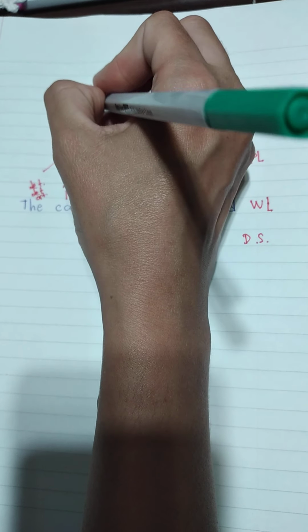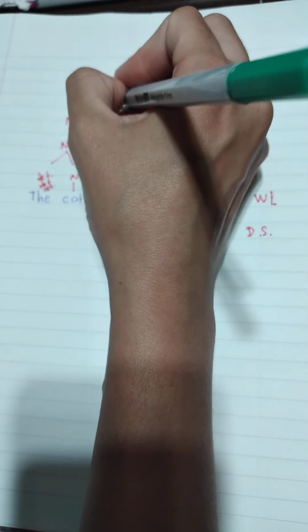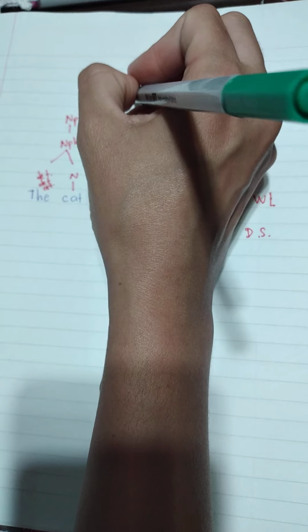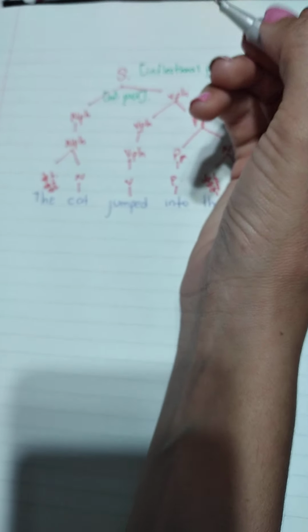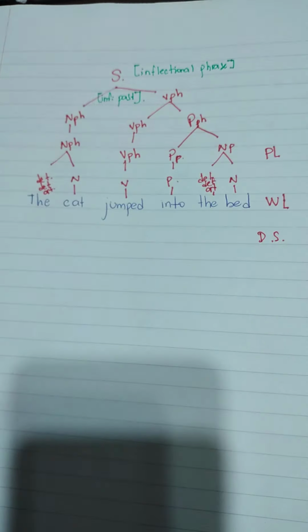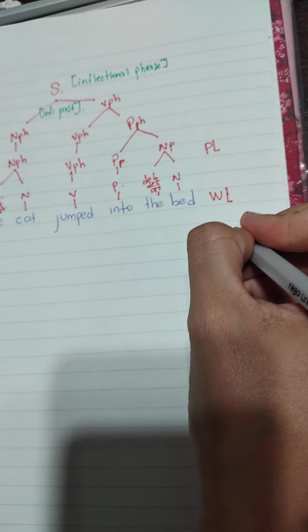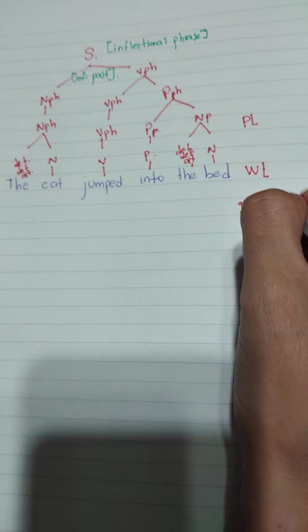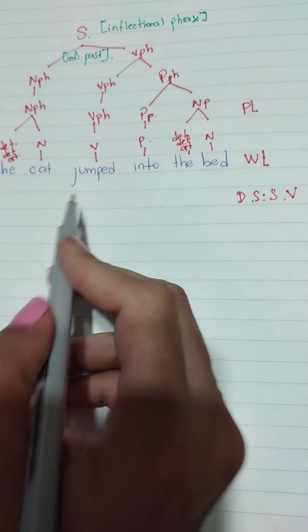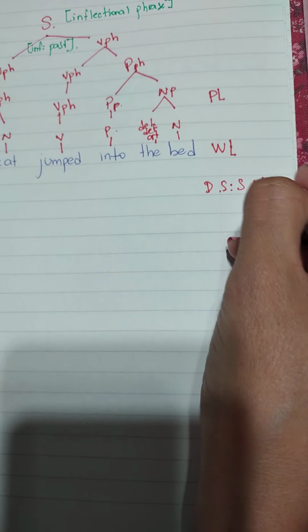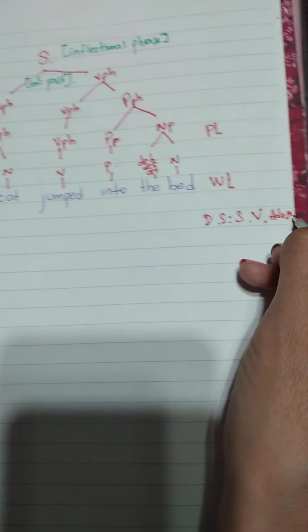In this case, the inflection is in the past. So, now, according to this analysis, we can say that the deep structure of this sentence is subject, which is the cat, verb, which is jumped, and here into the bed we have an adverb phrase.